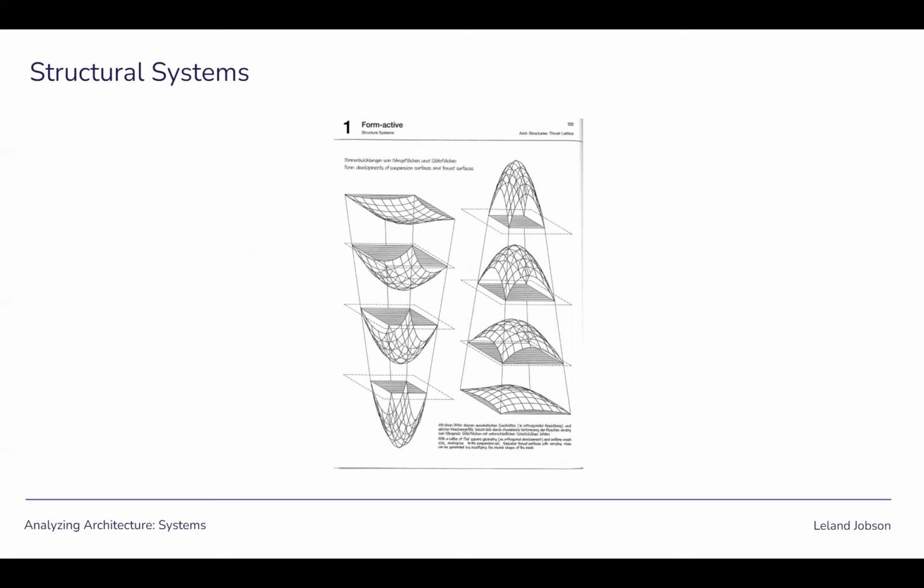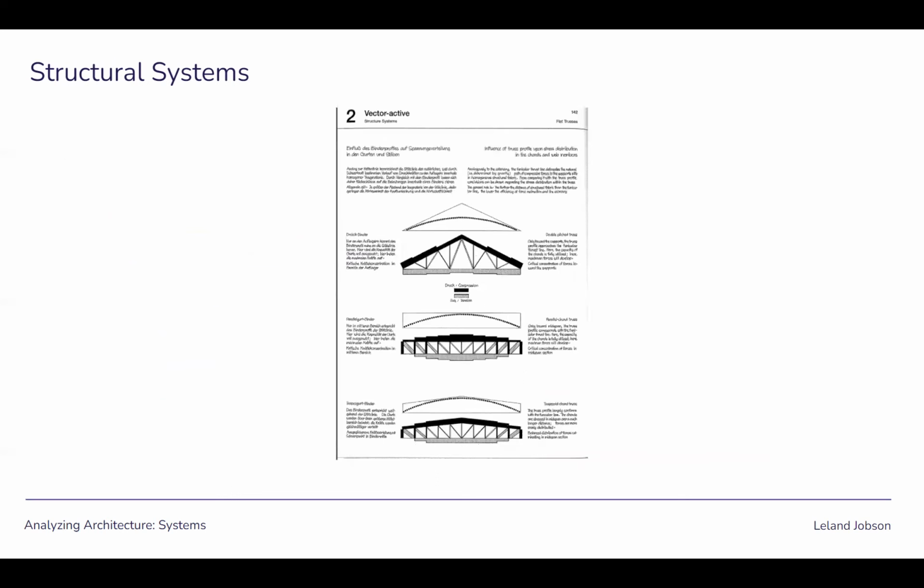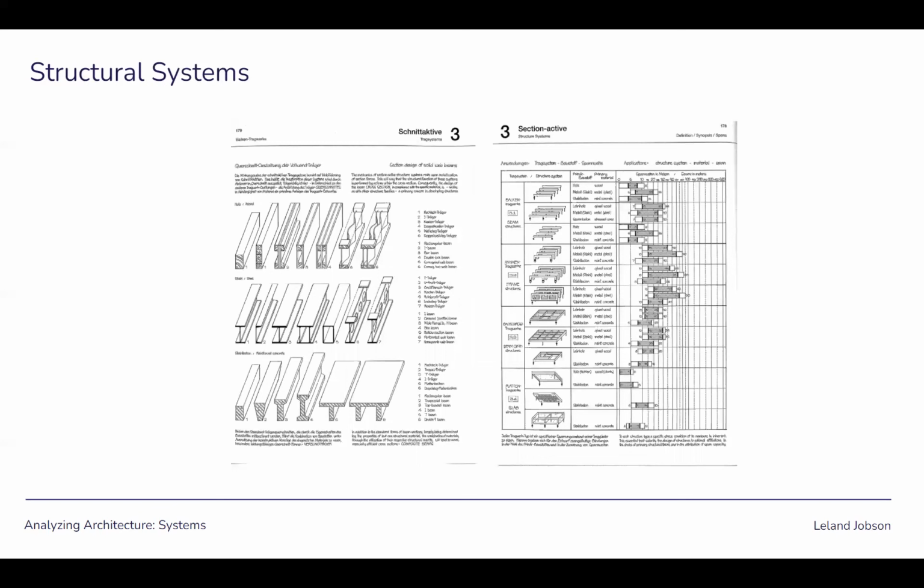It's where the form that the architecture takes on is behaving structurally. Vector active, so when you draw the forces that you're trying to deal with in the structure, and you kind of literalize those forces as members, and you end up with trusses and things like that. So you have the forces running through the vectors of the structure, and there's a back and forth relationship with that. Section active, this one is pretty obvious.